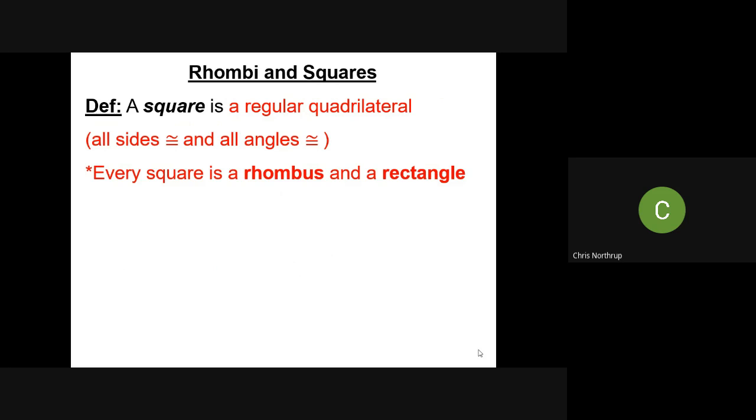Every theorem about a rhombus, a rectangle, or any other parallelogram is also true for a square. And so we're going to be using those properties to find missing angles and missing lengths, things like Pythagorean theorem, etc. That should do it for squares and rhombuses.